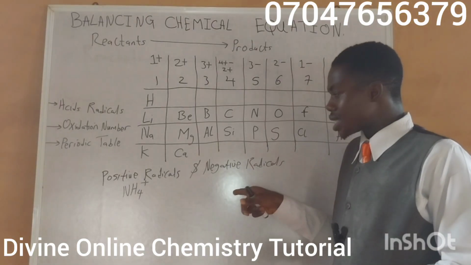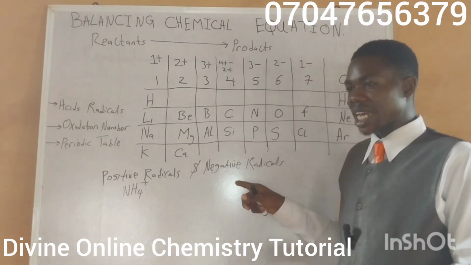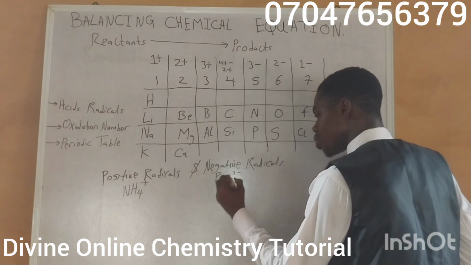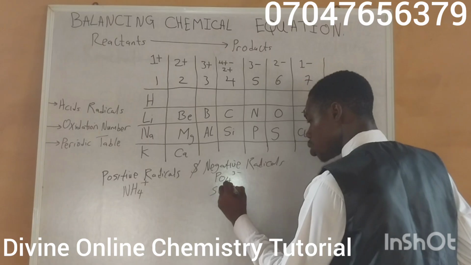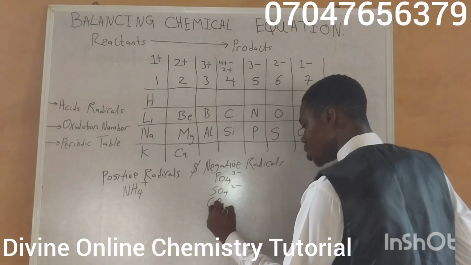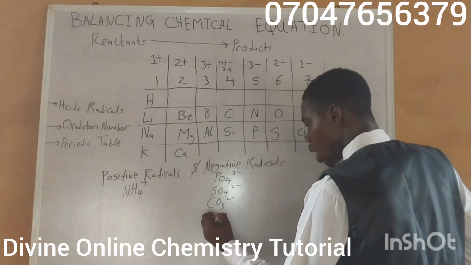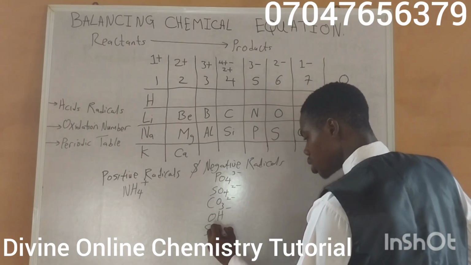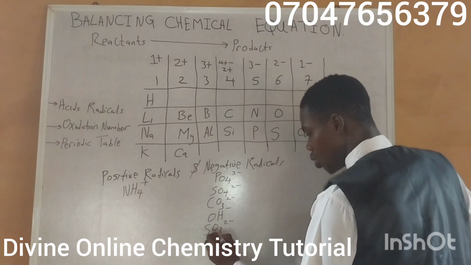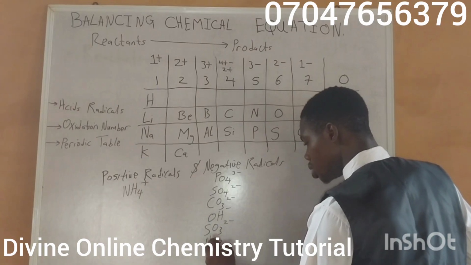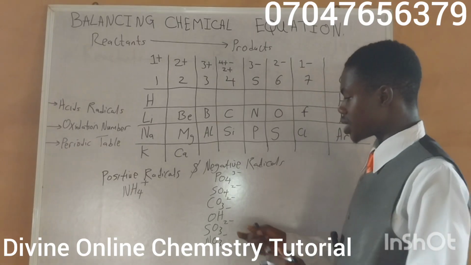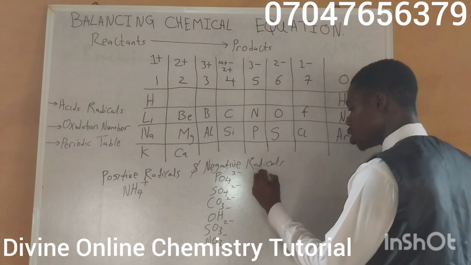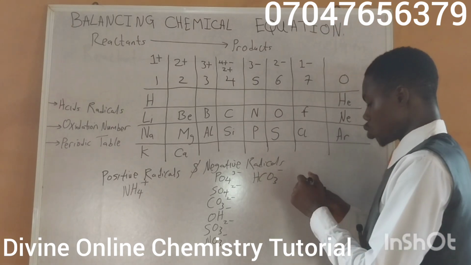But in the course of today's teaching, our major focus will be on the negative radicals. Examples of negative radicals include PO4 3 minus, SO4 2 minus, CO3 2 minus, then we also have OH minus, SO3 2 minus, and NO3 minus. These are some of the examples of negative radicals. Then we also have HCO3 minus.